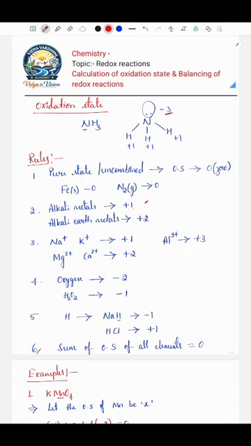In the next videos we will be understanding how to balance redox reactions in detail.